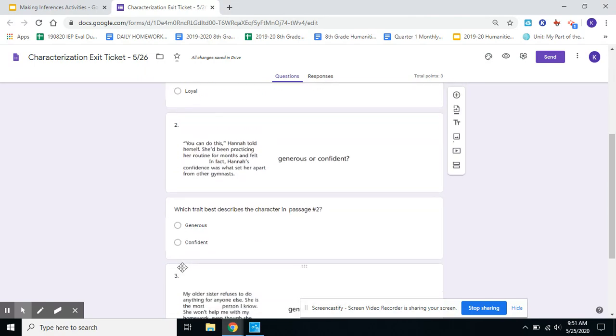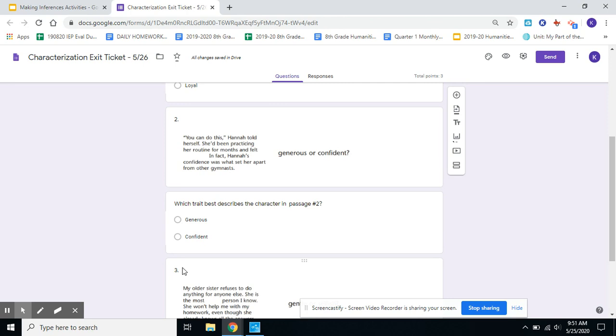Passage 2 says, You can do this, Hannah told herself. She had been practicing her routine for months and felt blank. In fact, Hannah's confidence was what set her apart from other gymnasts. Would we describe this character as generous or confident?